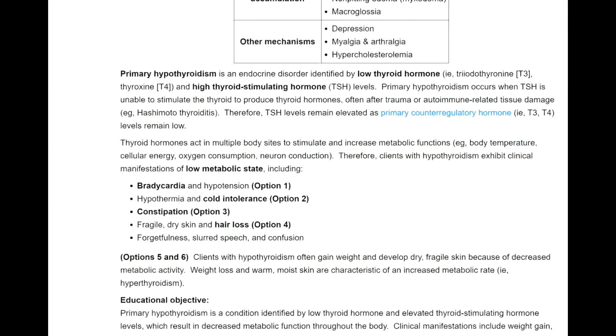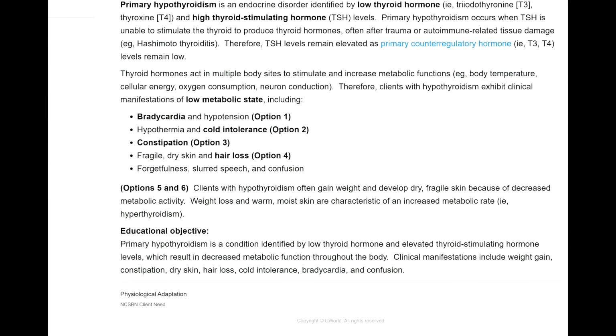So we know that our thyroid hormones act in body sites to stimulate and increase metabolic functions. So if we have low circulating hormone, we know that we are going to have decreased functions, as I mentioned earlier. So looking at that and looking at our other options that we have, we know that bradycardia, cold intolerance, constipation, and hair loss are manifestations of the slowed processes. So our incorrect options here would be the warm, moist skin and the weight loss, because these are signs of an increased metabolic rate, which we would see with hyperthyroidism.